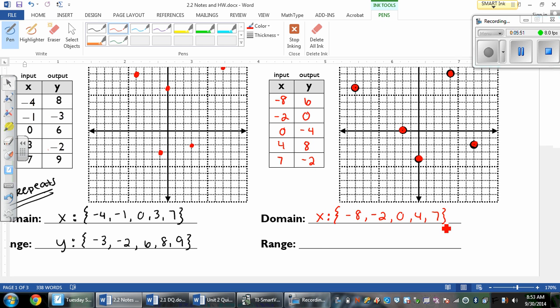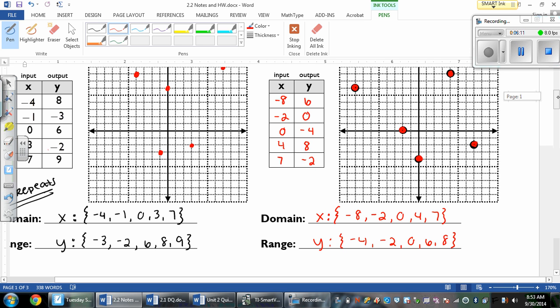Then I'm going to write my range. Range is y, so I do y colon in the brackets. I'm going to start with the smallest number, which is negative 4. Then I'm going to move to negative 2, 0, 6, and 8. And that is my domain and range of that relation.